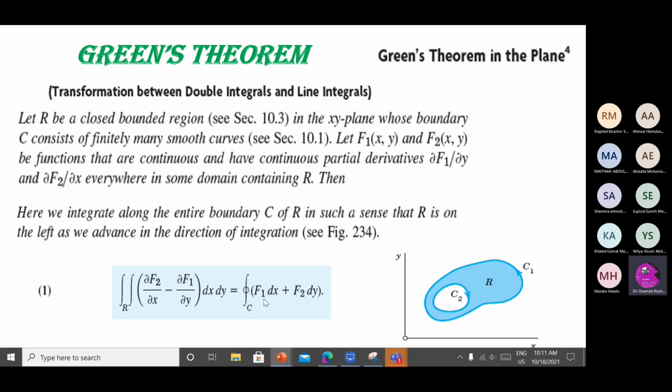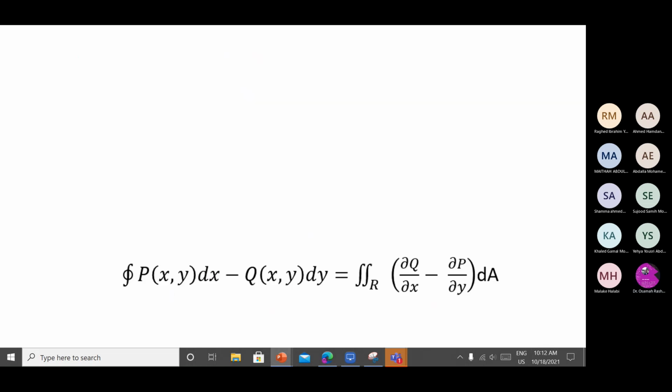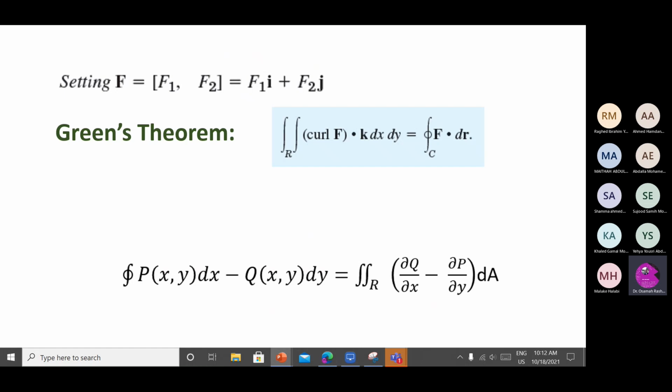So this line integral gives you the work over the closed smooth curve C, and it will be changed into a double integral. The one in front of dy you differentiate with respect to x, minus the one in front of dx you differentiate with respect to y. So yes, I can find the double integral using the line integral or the line integral using the double integral. Some people using this formula, instead of f1 and f2, call it pi plus qj. So this is the same thing. Instead of F1 and F2, they call it P and Q, right?